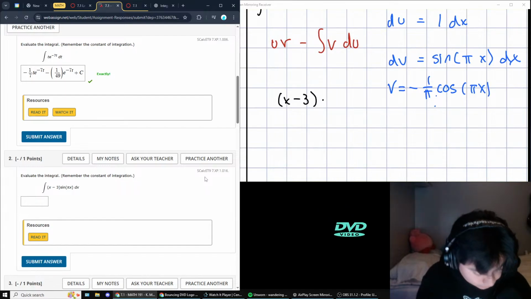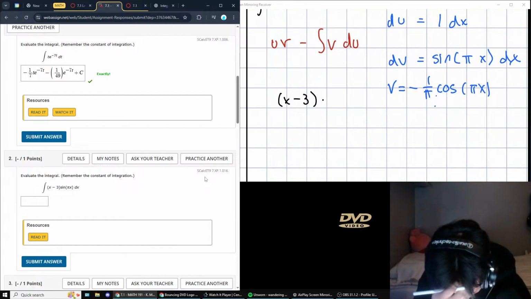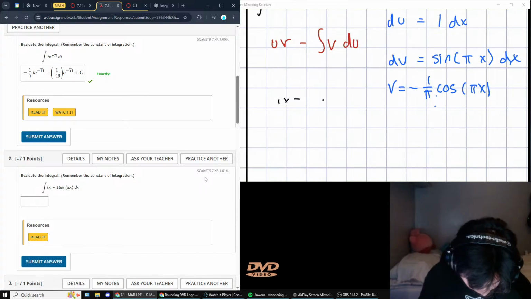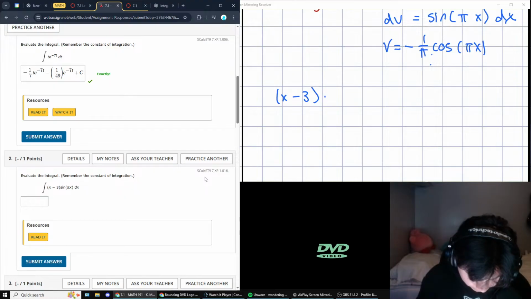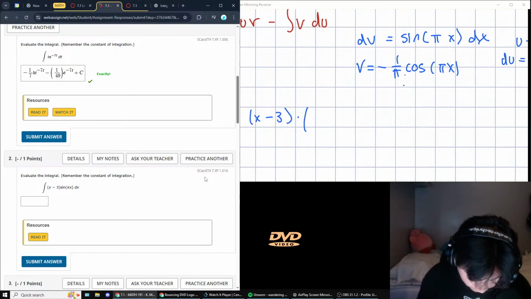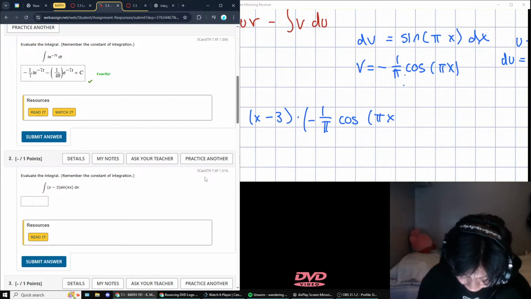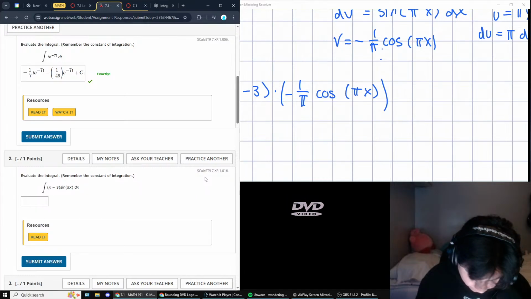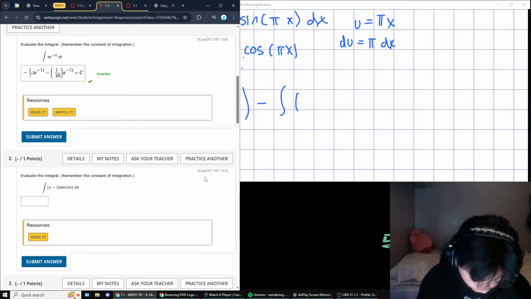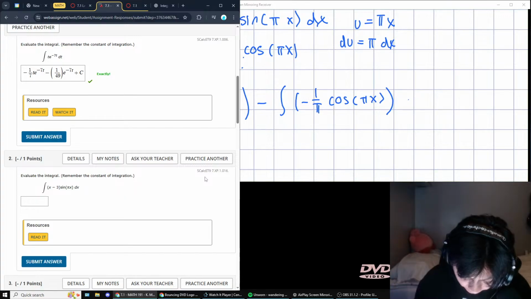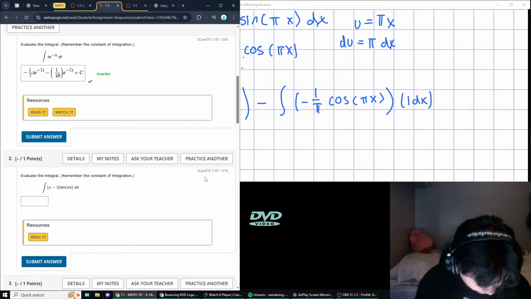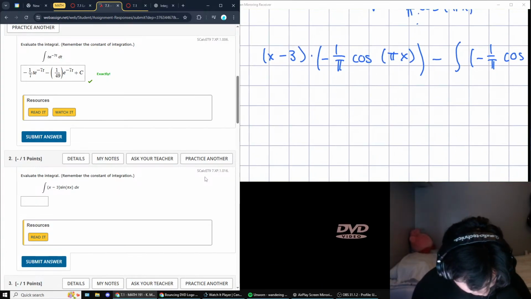Okay, so we have x minus 3 times v being negative 1 over pi cosine of pi x, minus the integral of negative 1 over pi cosine pi x times 1 dx. And then we just kind of simplify this.